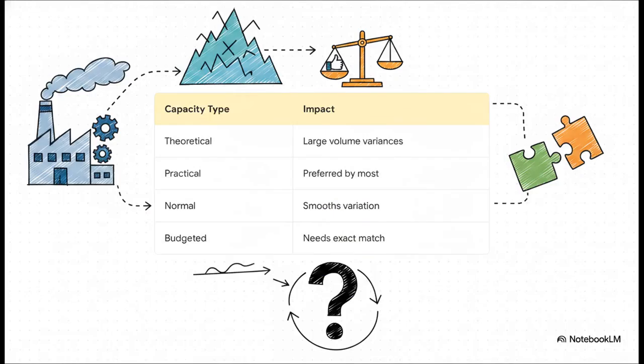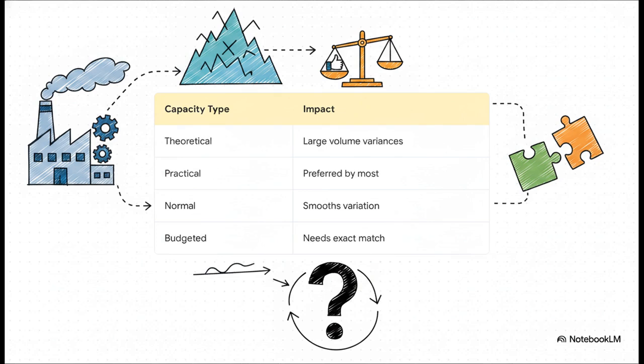Now, pay attention here, because the golden rule for your predetermined overhead rate is this. Your choice of the denominator directly shapes your volume variances. If you choose theoretical capacity, meaning you're assuming maximum possible output with absolutely zero breaks or maintenance, you're going to create massive volume variances every single time because, let's face it, that's impossible to maintain in the real world.